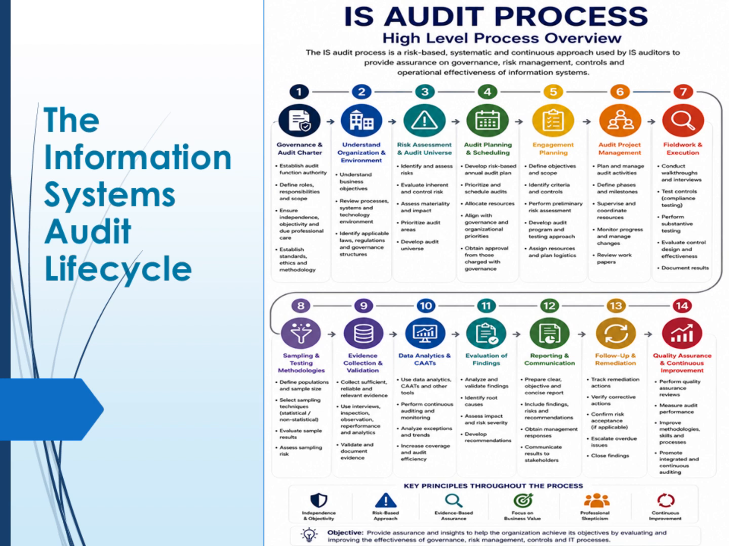Auditors then work to understand the organization and its environment, including business objectives, processes, technologies, regulatory requirements, governance structures, and risk exposure. Using this understanding, the audit function performs risk assessments and develops the audit universe to identify and prioritize high-risk areas that require assurance activities.